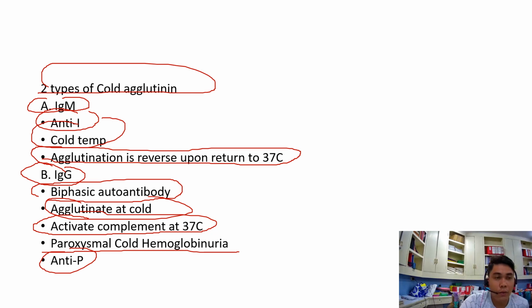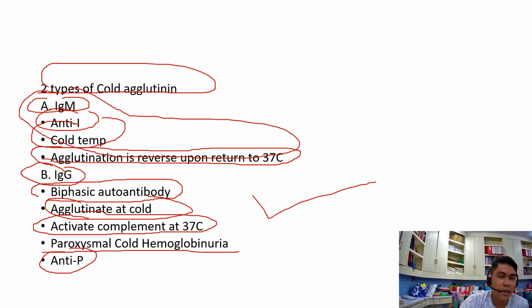So between IgM and IgG, this one is the more serious condition. This one, for IgM anti-I, it's easy to reverse, because once you expose yourself to warm temperature, then the IgM cannot react with the antigen present on the surface of the RBC. Okay.